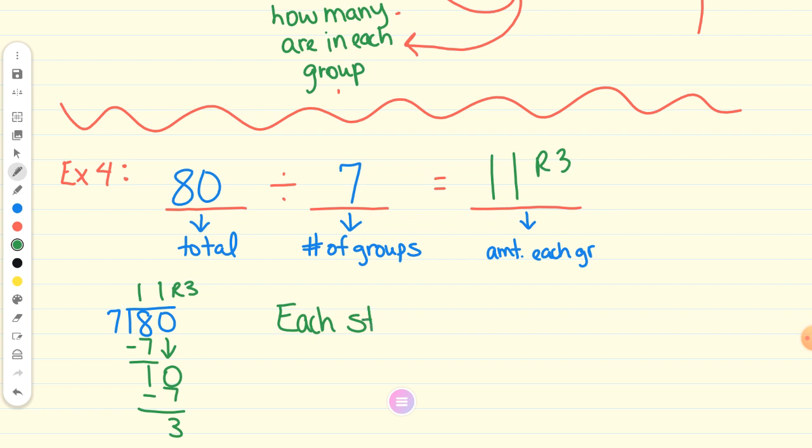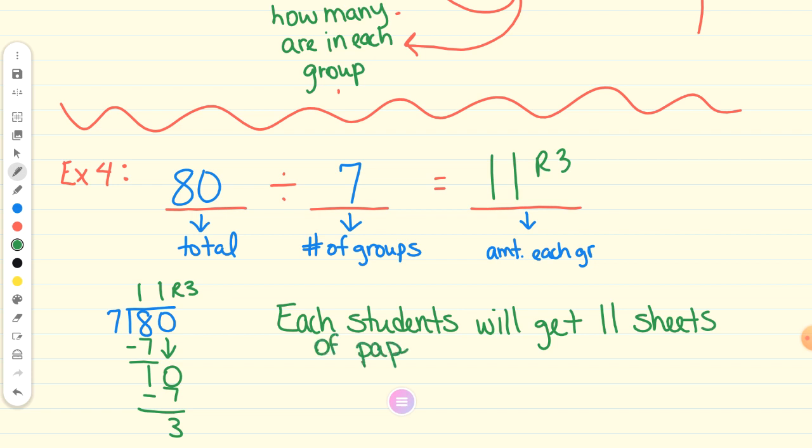Each student will get 11 sheets of paper. Period. We have to say something about that three, though. What does that three mean, Kendall? That there's three sheets. Yeah, and there will be three sheets left over. So actually, I'm going to change that period to a comma. And there will be three sheets left over.